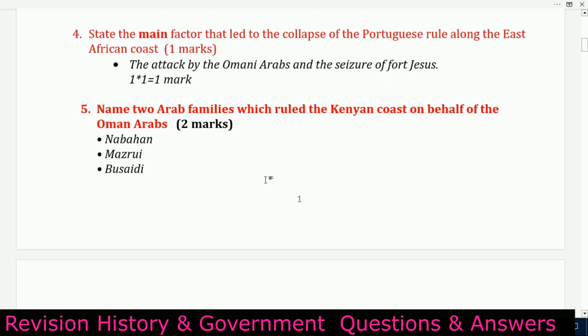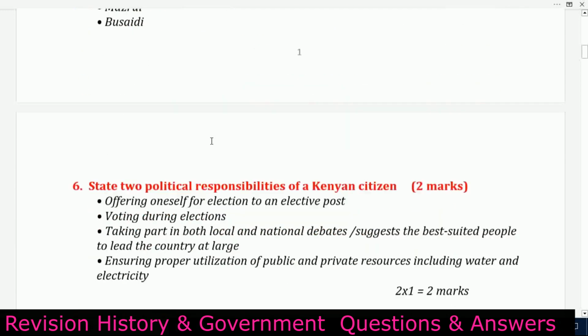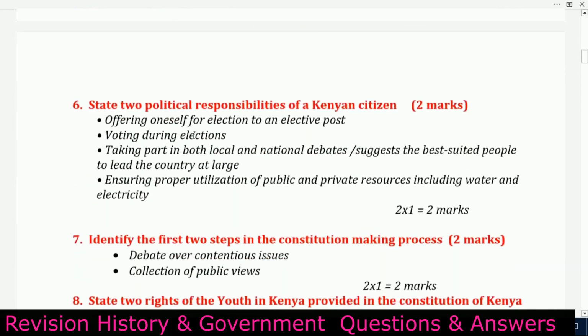Question number 5. Name 2 Arab families which ruled the Kenyan coast on behalf of Oman Arabs. That one is Nabahani. That is the first family. Family number 2 is the Mazrui family. Number 3 is the Busaidi family. This question they have also repeated so much, so you better master that one.